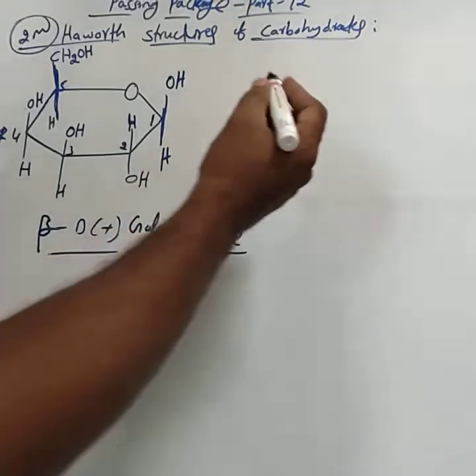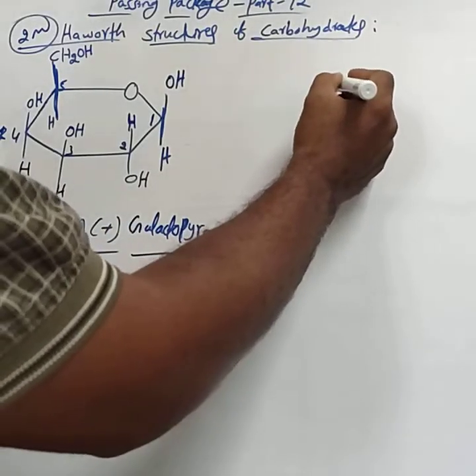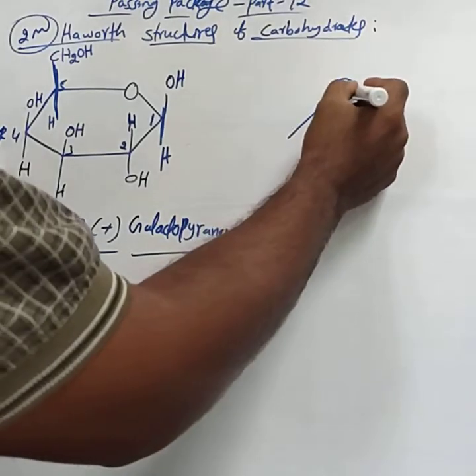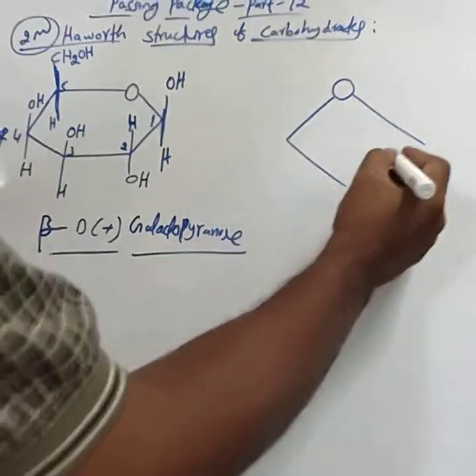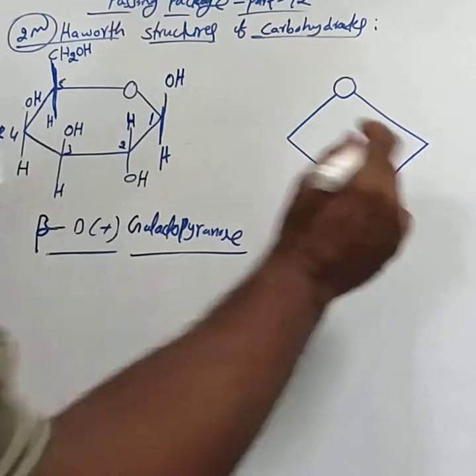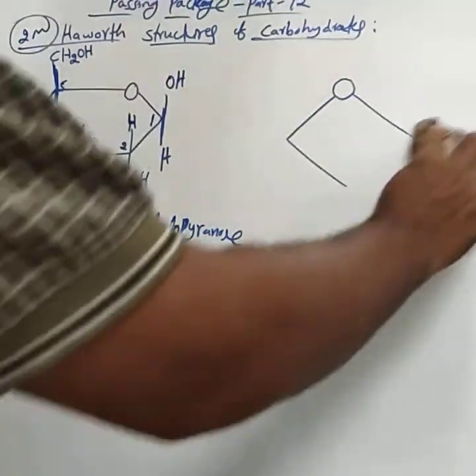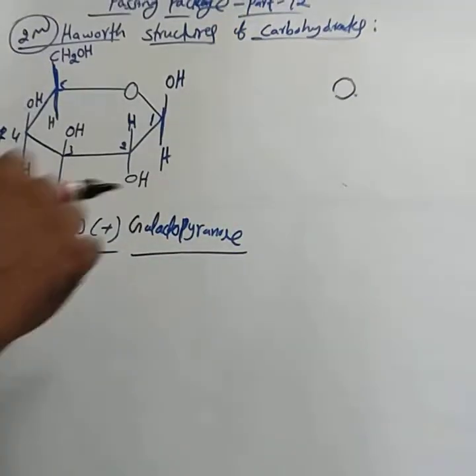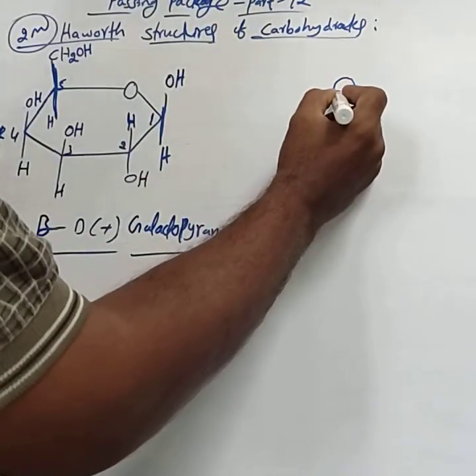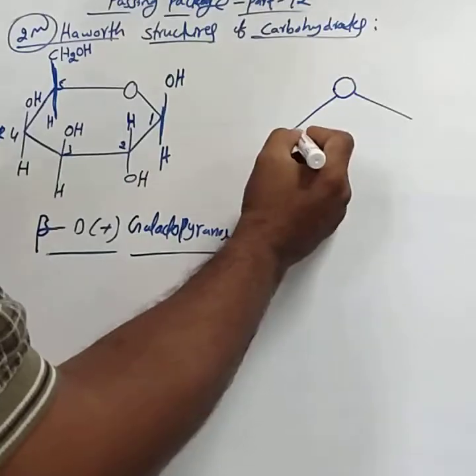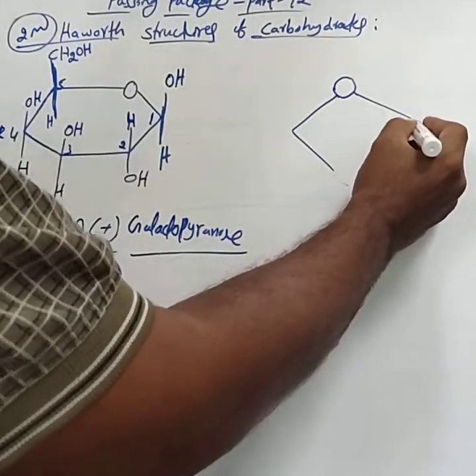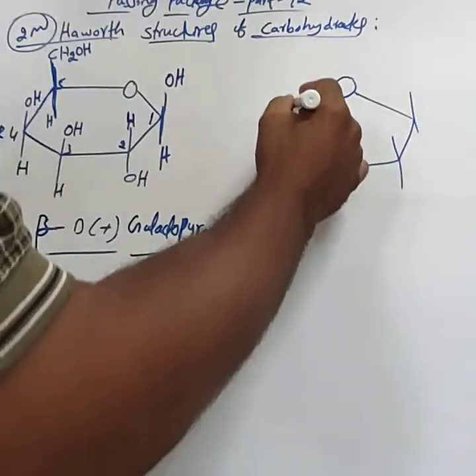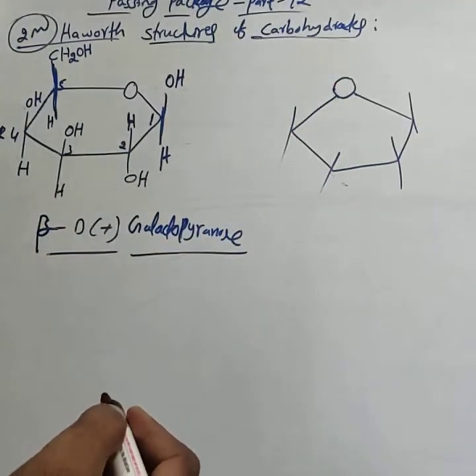Then one more, fructose. To write fructose, you consider the furanose ring. Furanose means the 5-membered ring. A 5-membered ring is called furanose, and a 6-membered ring is called pyranose. To write fructose, you consider the 5-membered ring. This is the 5-membered ring. Then, how can you remember the OH corners?